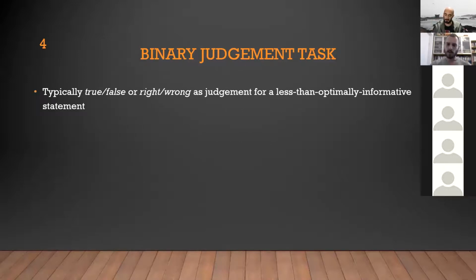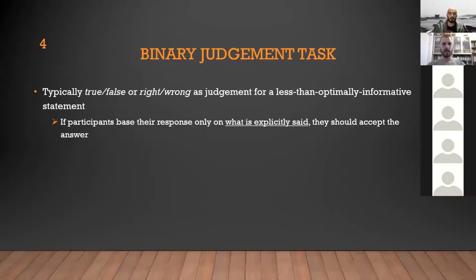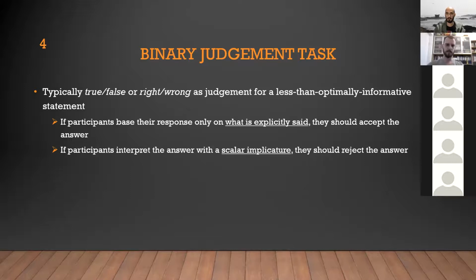So I also wanted to talk a little bit about the binary judgment task. There we typically have just answers like true, false, right, or wrong, just that, as judgment for less than optimally informative statements. So if participants base their response only on what is explicitly said, they should accept the answer. If participants interpret the answer with a scalar implicature, they should reject the answer.